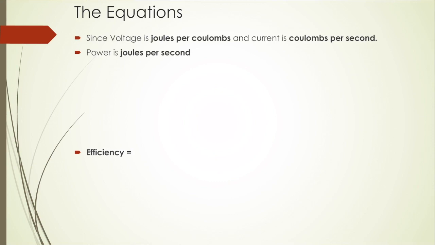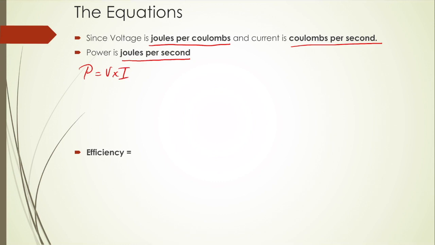Into the equations. Voltage is in joules per coulomb and the current is coulombs per second. Power is joules per second. Now you can use that to give the equation for power. So if you want to pause here and have a quick go at working out what the equation for power is, please pause. For those who haven't paused, or if you've pressed play again, power is actually voltage times current.